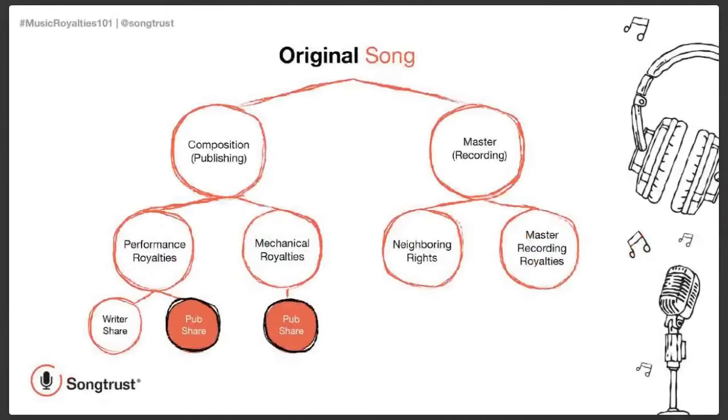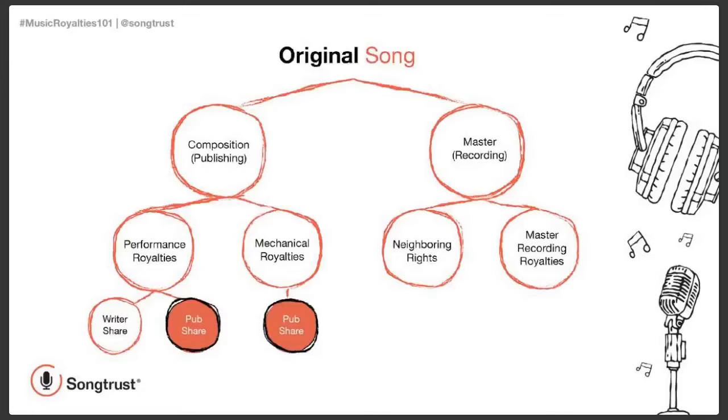Okay, so this is the diagram that you may have seen in the previous sessions that breaks down the two separate sides of every song that's created. On the left side, we have the composition, which, like I said, is the original lyrics and melody, possibly a demo of your song. These royalties are only collected by publishers. That composition is broken down into performance and mechanical royalties. Performance royalties are further broken down into the writer share and the publisher share. The mechanical royalties are only paid out to publishers.